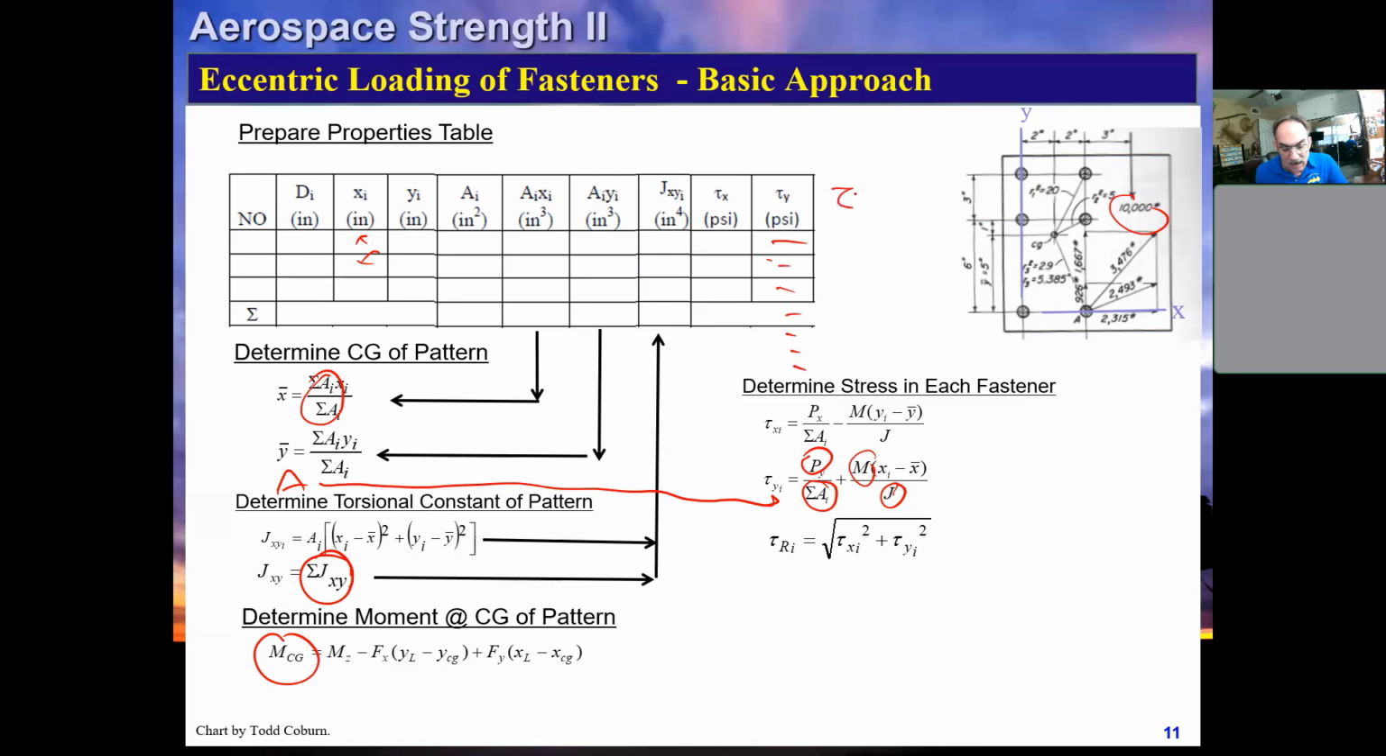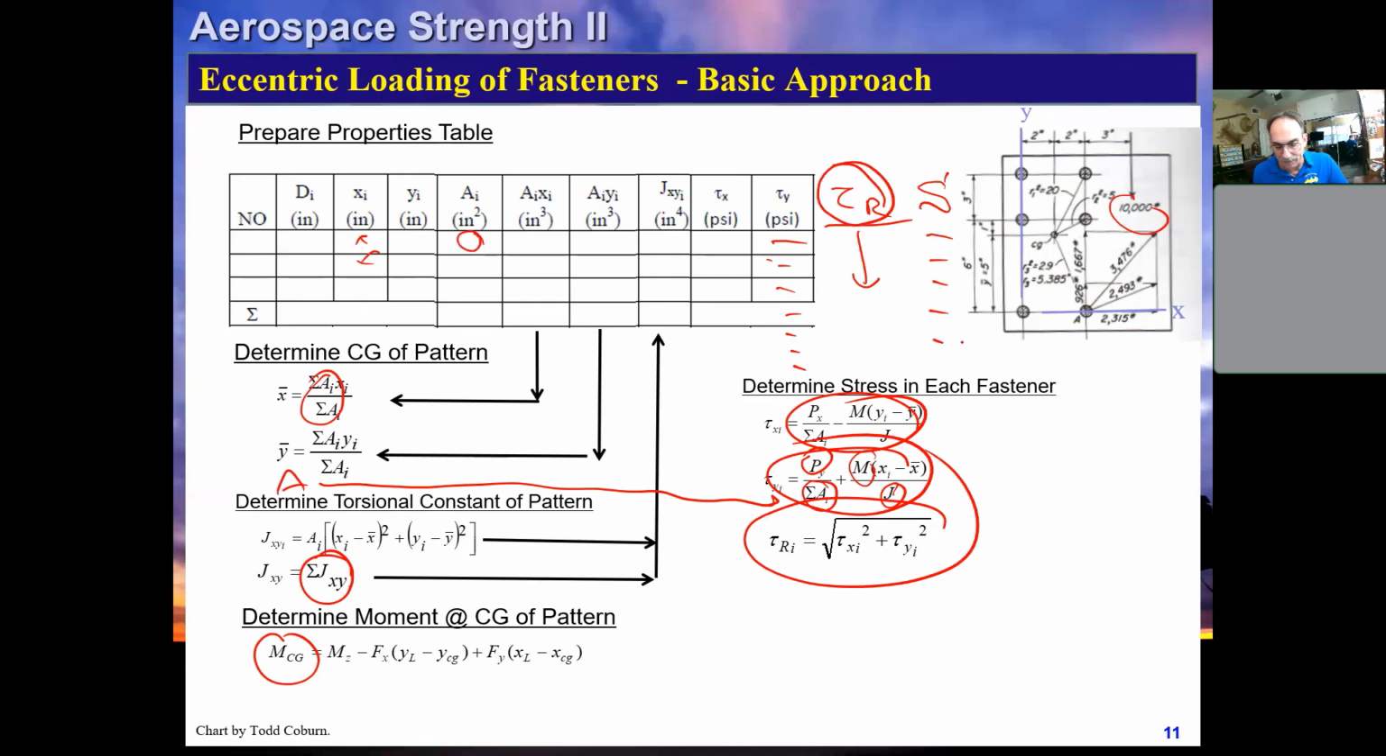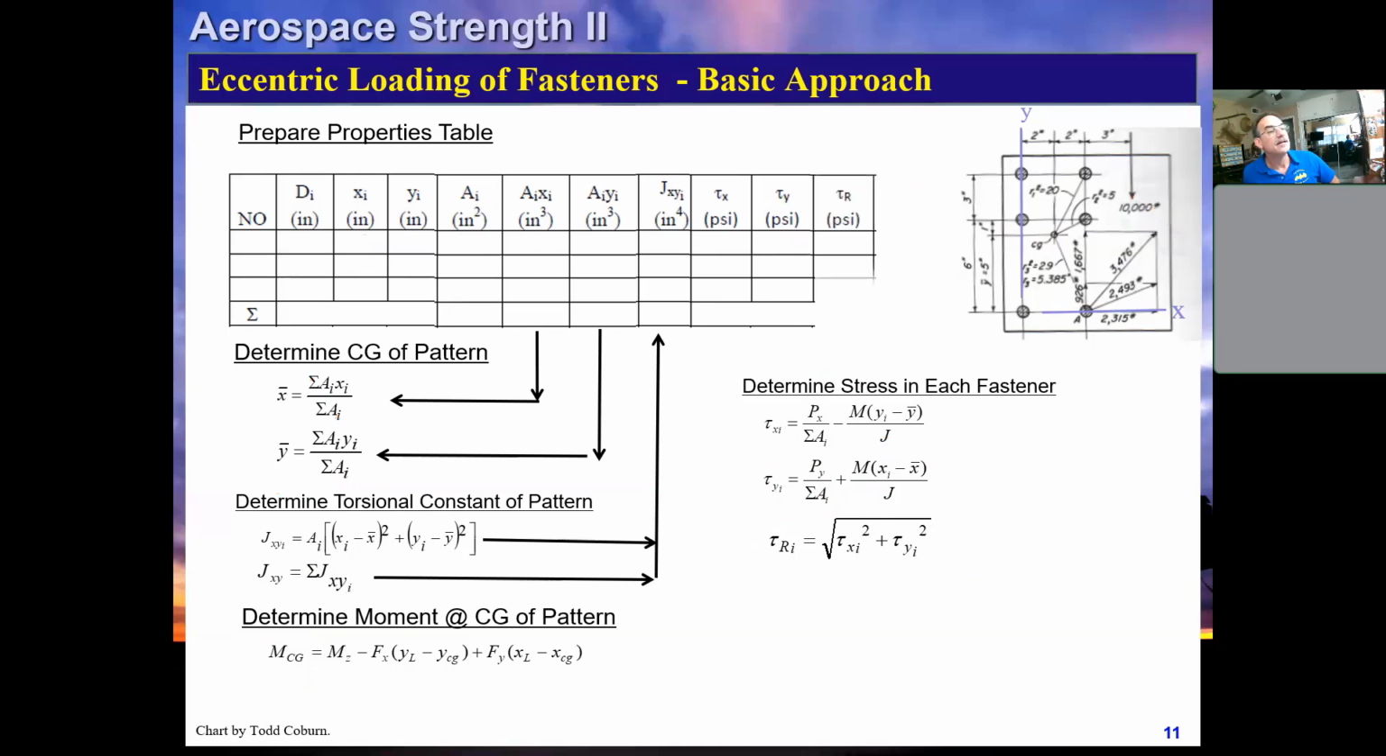Then we can take tau R, and we can put in this squared plus that squared, square root of all that is our stress in the resultant direction. And then we can calculate our force in the fastener by taking our stress in the fastener multiplied by its area. Bing, bing, bing, bing, bing, bing. And that's how we do it. So here's our tau R, and then our force per fastener.